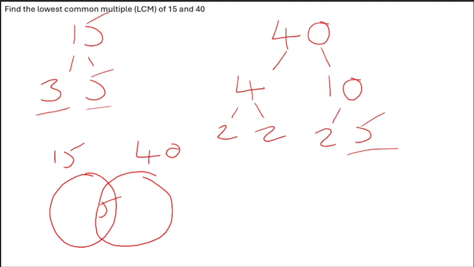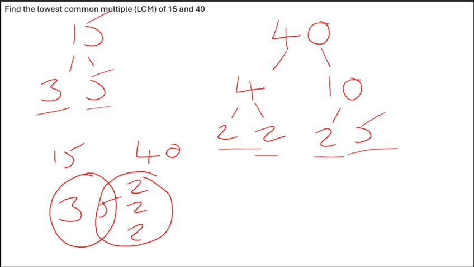In 15, I have got a 3. And in my 40, I've got 1, 2, 3 lots of 2, so 2, 2, 2. Okay? And then we're going to do the same thing. We're going to multiply all of these numbers together.